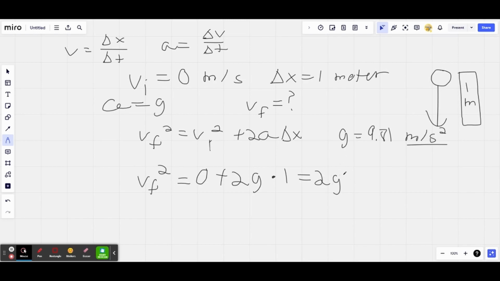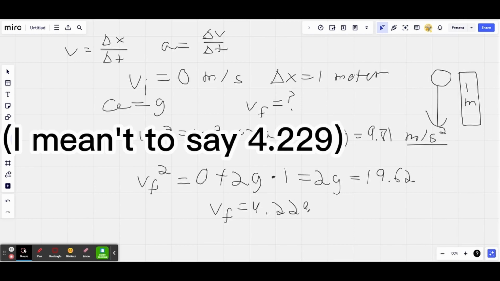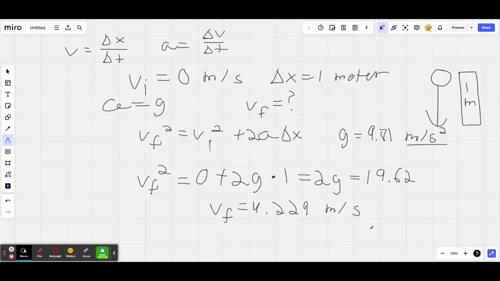Now, subbing these variables in, we get velocity final squared is equal to 19.62. Now, we have to take the square root of both sides since velocity final is squared. Keeping that in mind, we get a velocity final of 4.429 meters per second.